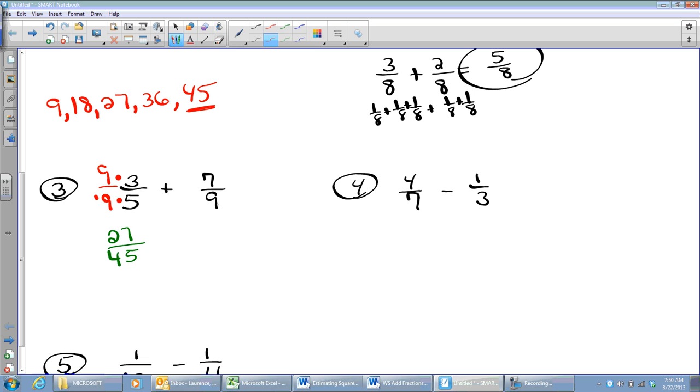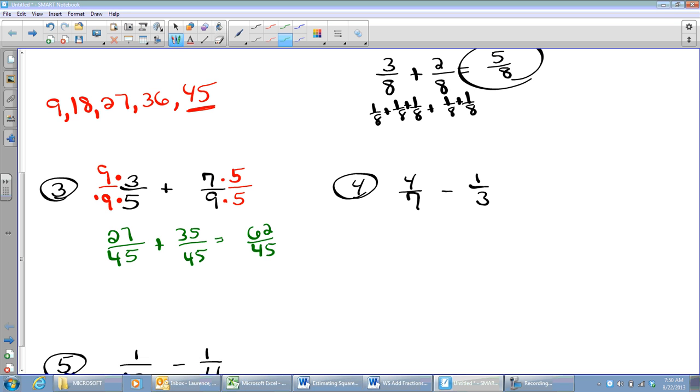Now, for the ninths, that's not 45ths. So I've got to figure out what to do to 9 to turn it into 45. In this case, I'll multiply it by 5. And I'm going to multiply by 5 over 5, another special form of 1. 7 times 5 is 35. And 9 times 5 is 45. And if I add those together, I think I'm going to get 62 45ths.